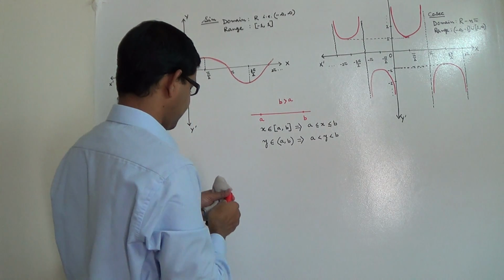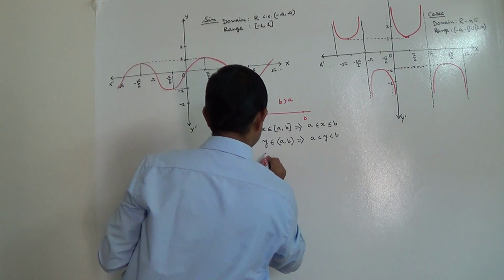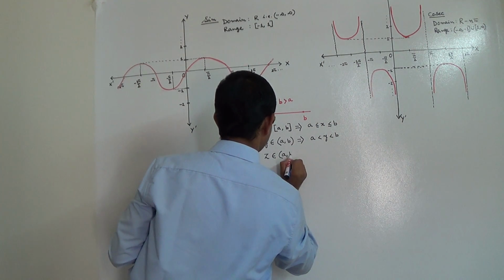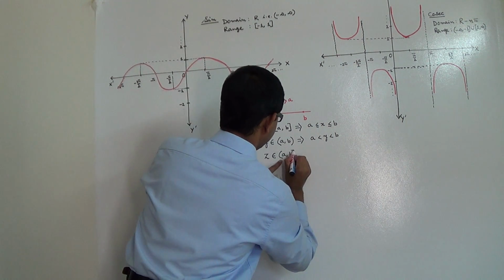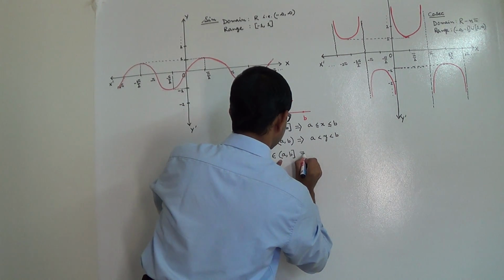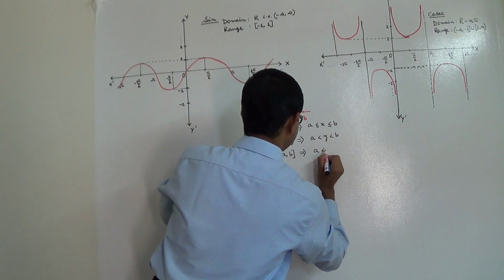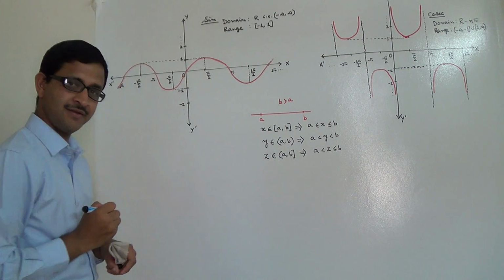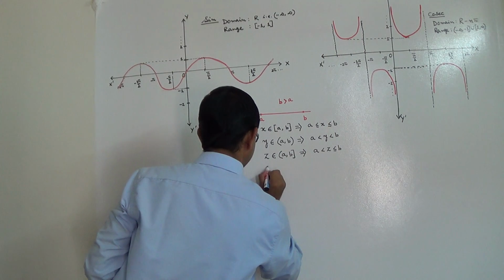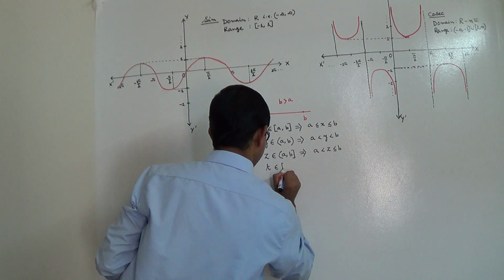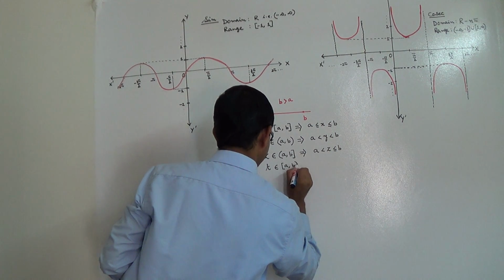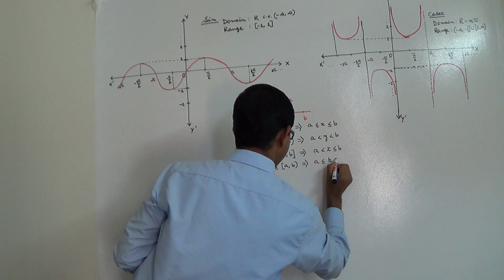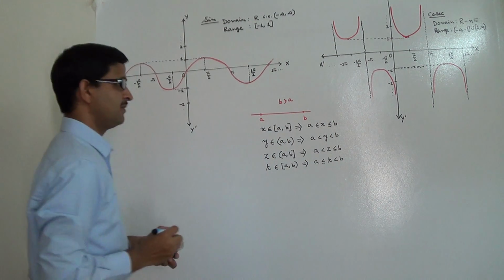So if I take another point Z, which belongs to an interval where at A it is open, but at B it is closed, that means A is less than Z less than or equal to B. If I take another value T, where here it is the closed interval and here it is the open interval, that implies a is less than or equal to t less than b. Correct?